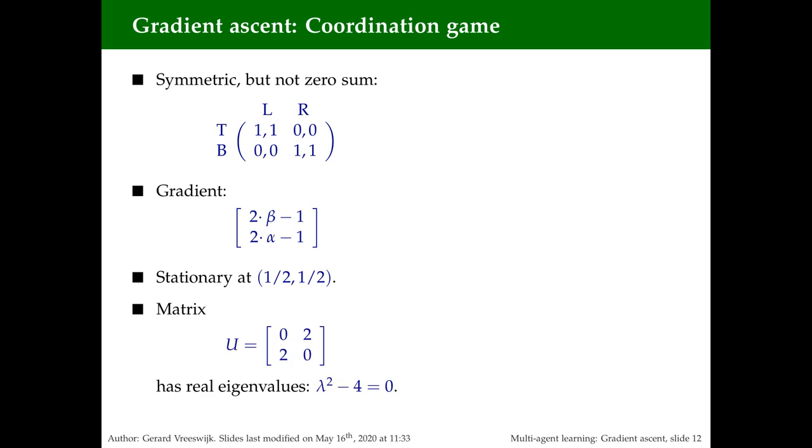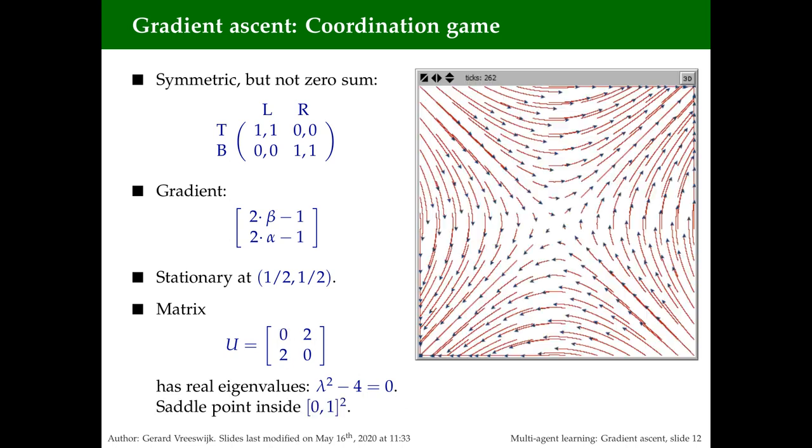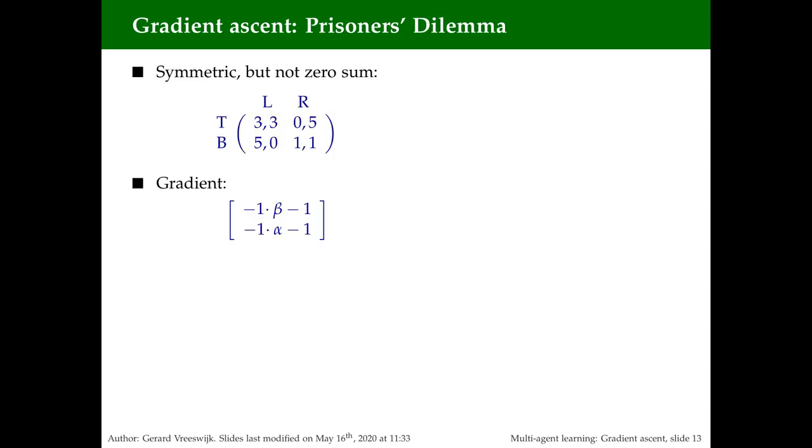The U matrix looks like this, and we compute the eigenvalue by putting minus lambda here. And we compute the determinant, which is minus lambda times minus lambda minus 2 times 2. So minus lambda times minus lambda, which is of course lambda square, minus the other diagonal, minus 2 times 2, is lambda square minus 4 is 0. We have real eigenvalues, so we have a saddle point inside the unit square. The same for the prisoner dilemma.